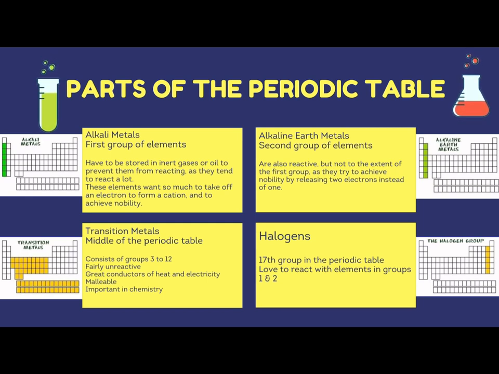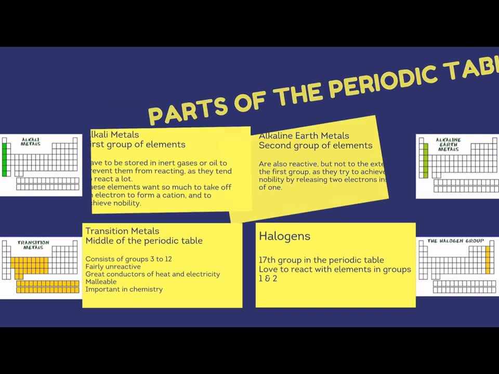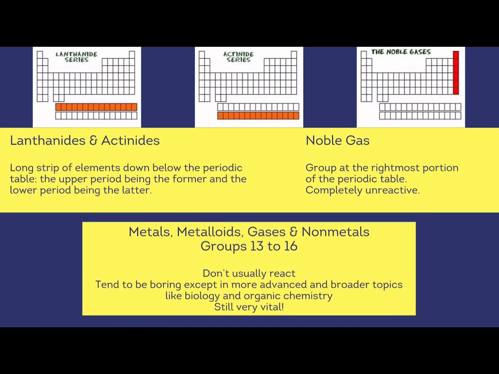The halogens, or those elements in group 17, on the second to the rightmost column of the periodic table, love to react with alkali and alkaline earth metals. The inner transition metals include the lanthanides and the actinides, which are both found at the bottom part of the periodic table. Lanthanides are all metals with reactivity similar to group 2 elements. Actinides are all radioactive elements. Noble gases, located at the rightmost side of the periodic table, are completely unreactive.